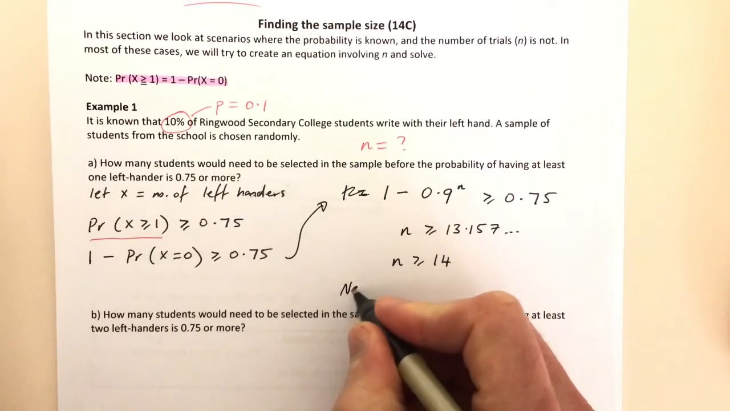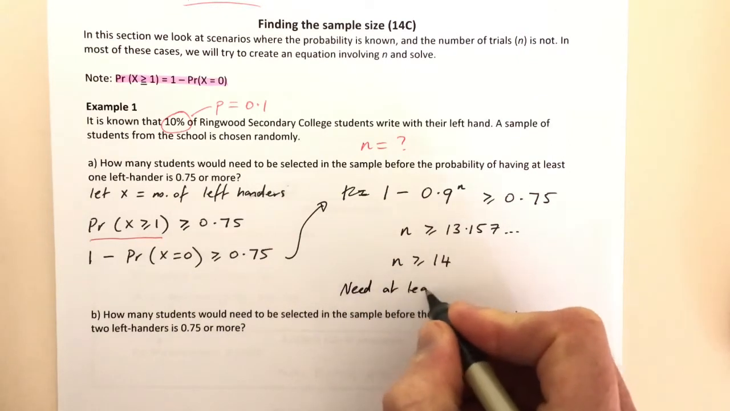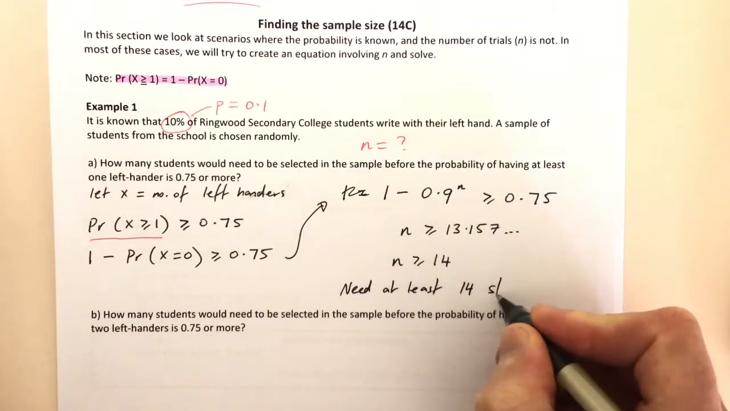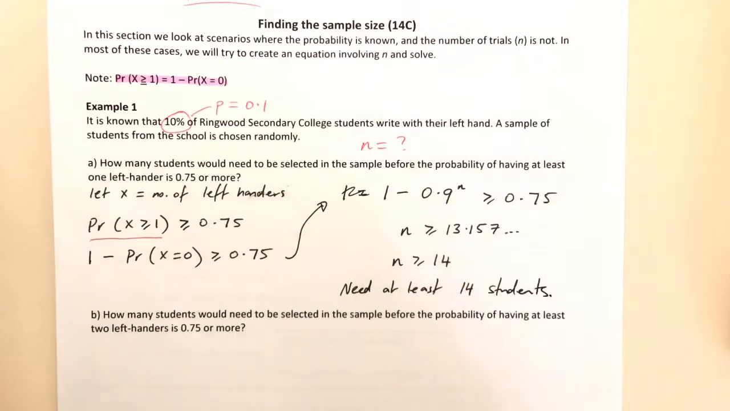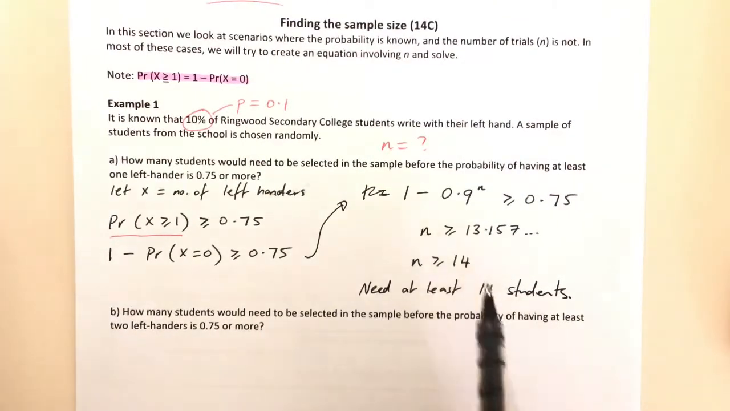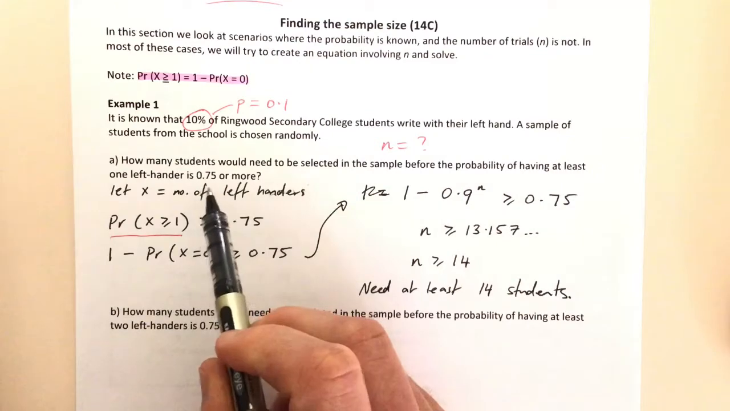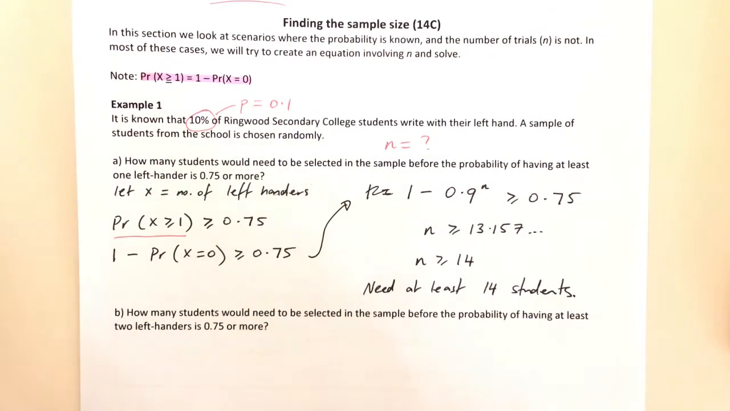We would need at least 14 students to ensure that the probability that at least one student in our sample is left-handed is 0.75 or more.